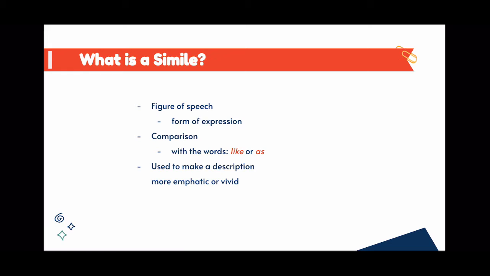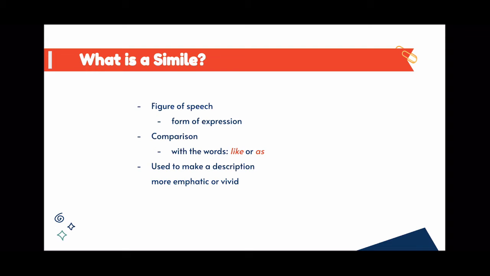What is a simile? A simile is a figure of speech, which is a form of expression, and it's a comparison in which it uses the words like or as. It is also used to make a description more emphatic or vivid, so a lot of authors use this in their books so that the reader can learn more about how the character is feeling, their emotions inside, their appearance, or however the scene is going, so it makes a more vivid and emphatic description of whatever they're comparing it to.